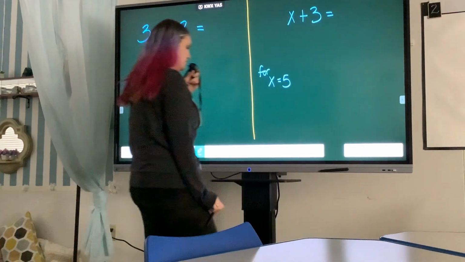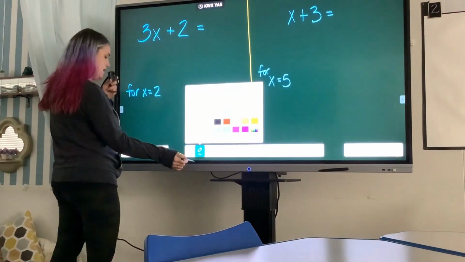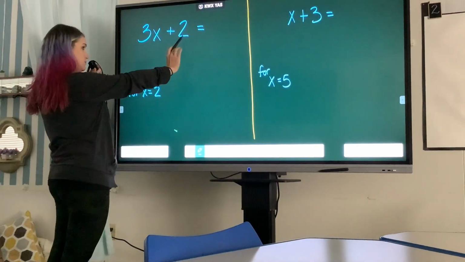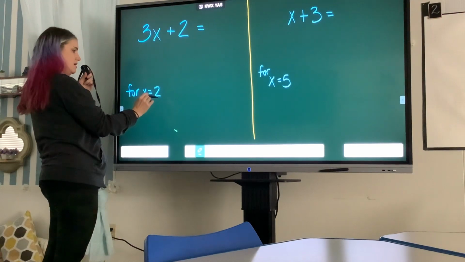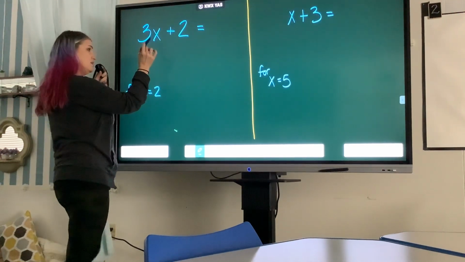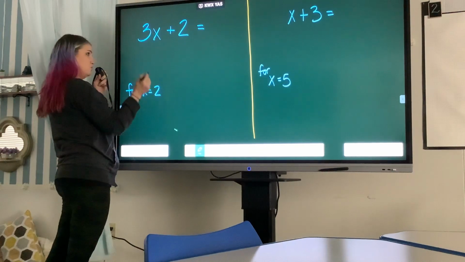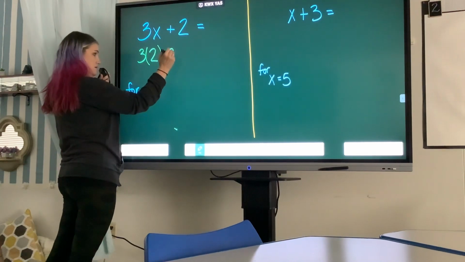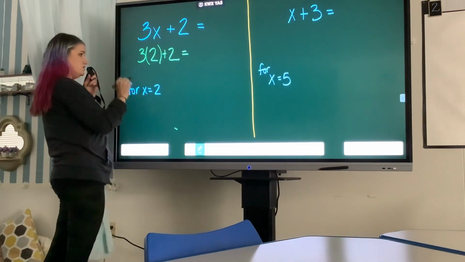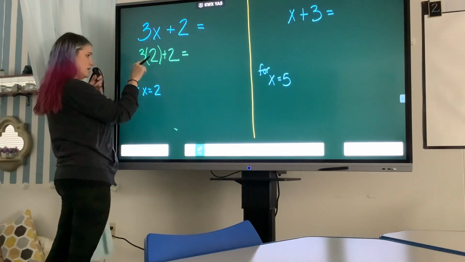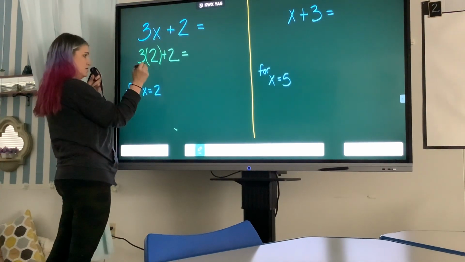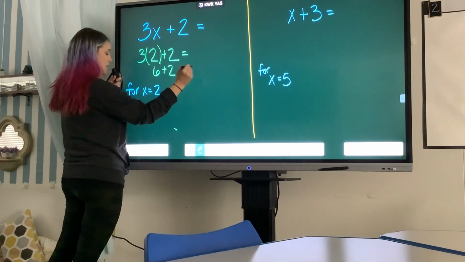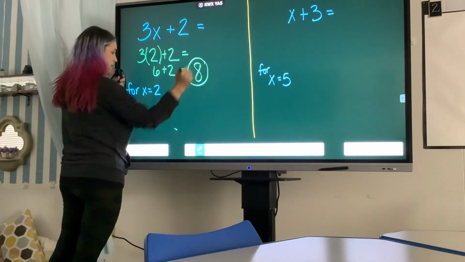So let's look at this first sample here. You might get a problem like this that says evaluate this expression for x is 2. That means instead of x, we're substituting the original, which is x, for 2. We're putting in a sub for x, and that sub is 2. So, using order of operations, we're going to move from left to right, starting with multiplication or division. So 3 times 2 is 6 plus 2, and your final answer would be 8.